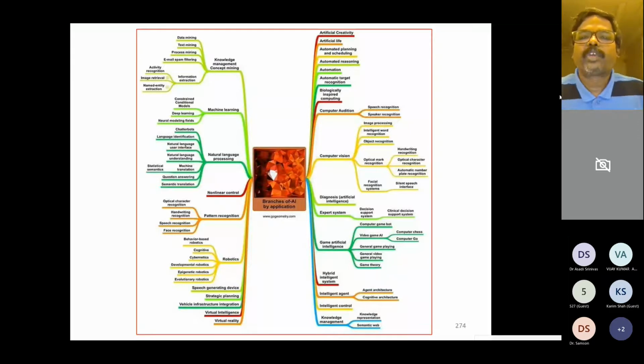Artificial life, automated planning and scheduling, automated reasoning, automation, automatic target recognition, biologically inspired computing, computer audition, and computer vision related applications, diagnosis, and expert system, and game artificial intelligence, hybrid intelligent systems, intelligent agent, intelligent control, knowledge management. These are the various branches of artificial intelligence by application.